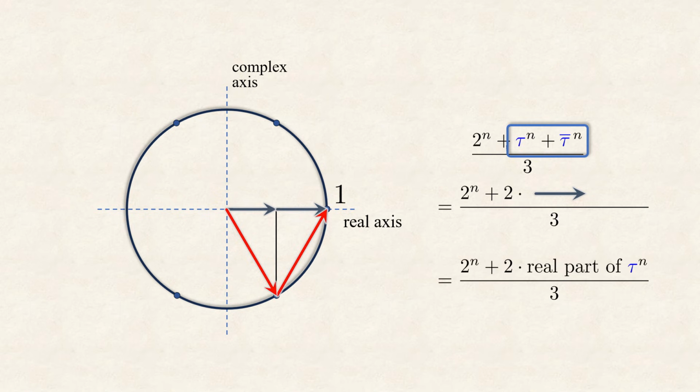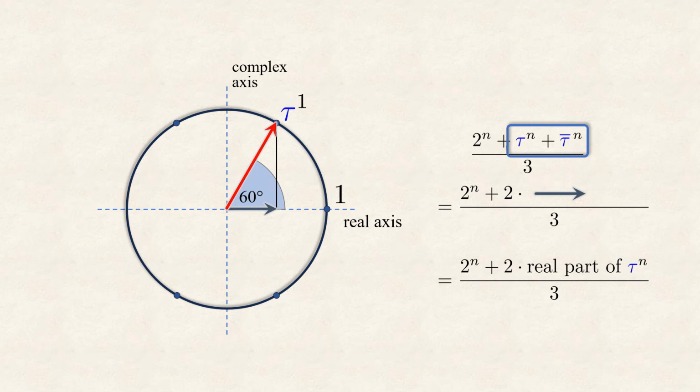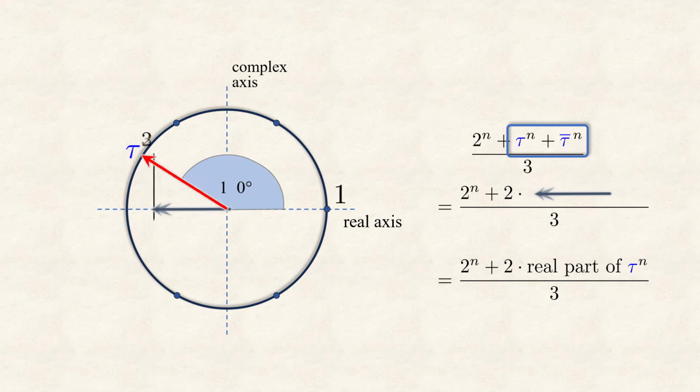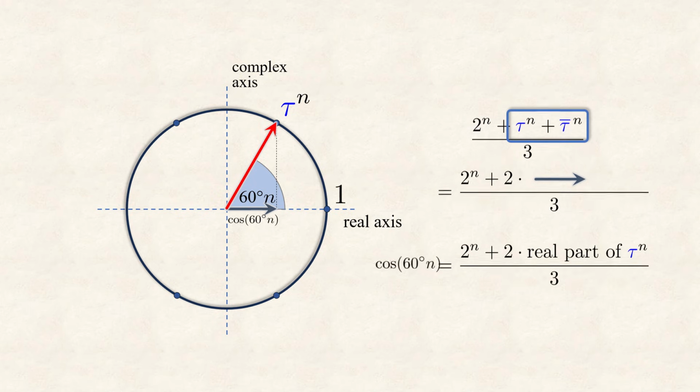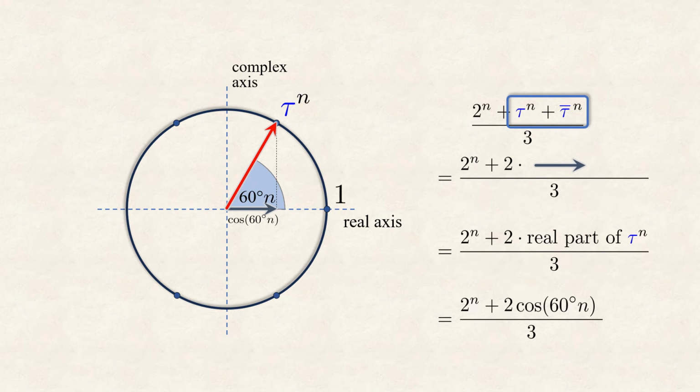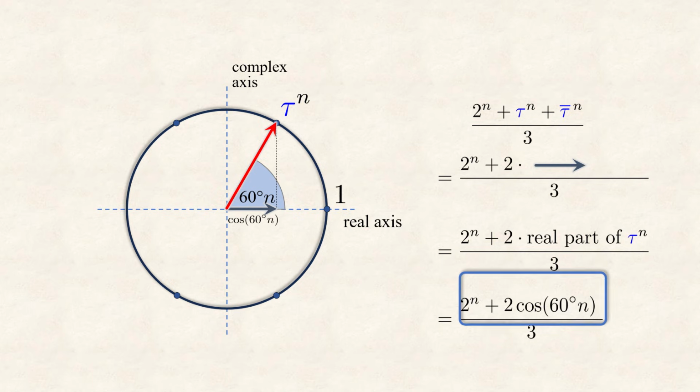And how do we get this real component if we are on the unit circle? Well, this angle right here is 60 degrees, or 120 degrees for tau squared, or 180 degrees for tau cubed. So in general, 60 degrees times the power n. In geometry, this is known as the cosine of that angle. So the cosine is by definition the value at the x-axis. Plugging this in, we get that this tricky part is just 2 times the cosine of 60 degrees times n. That's it. This is the final solution to our problem.